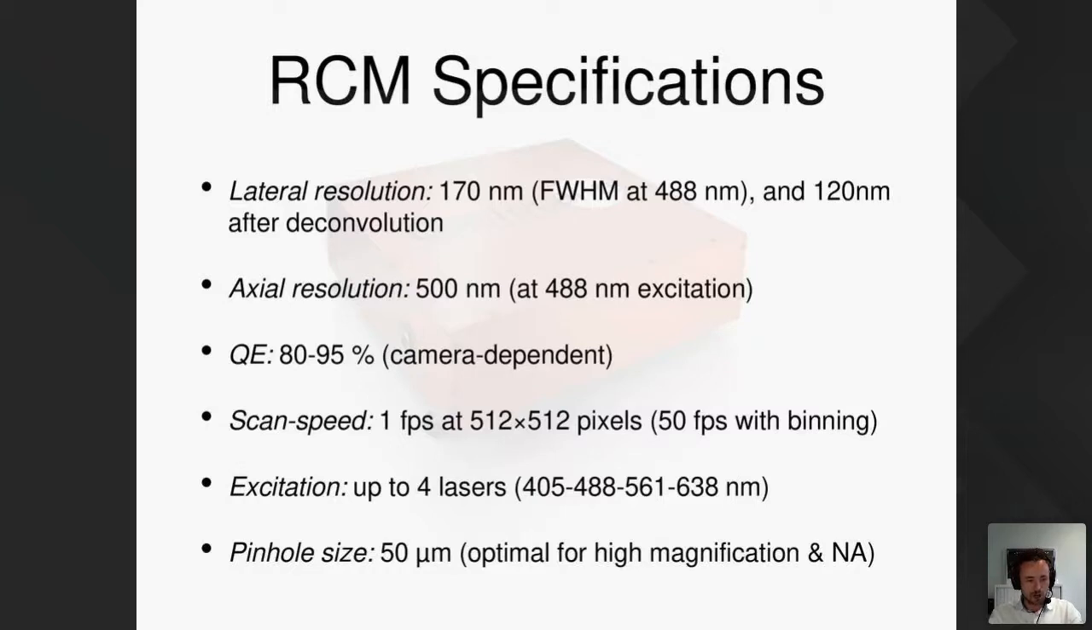We scan at about one frame per second at 512 by 512 pixels. And if we decrease the field of view, we can go much faster than that. So very small region, we can scan several tenths of frames per second. We utilize four lasers, so 405, 488, 561, and 640. But we can adapt to other lasers as well. And the pinhole inside our box is fixed. It's a 50 micrometer pinhole, which is optimized for high magnification and high NA objectives.